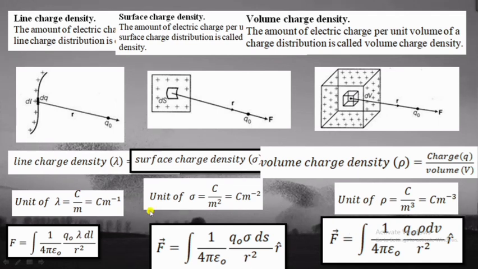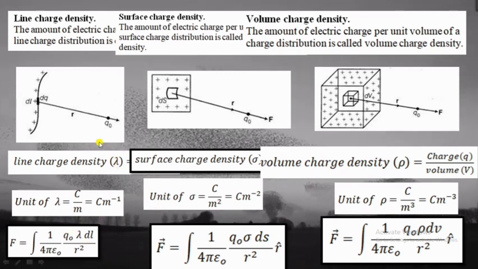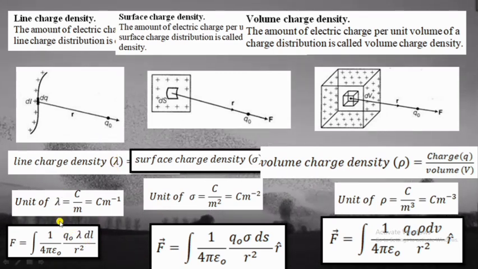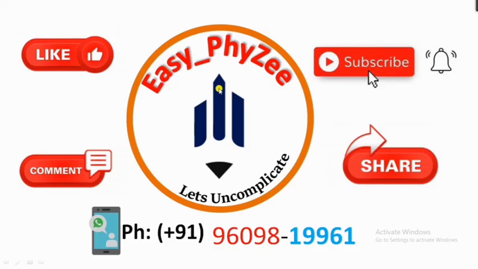So out here everything is almost similar, only we have to change linear charge density, surface charge density, and volume charge density: lambda, sigma, and rho. And this is the end of the video.